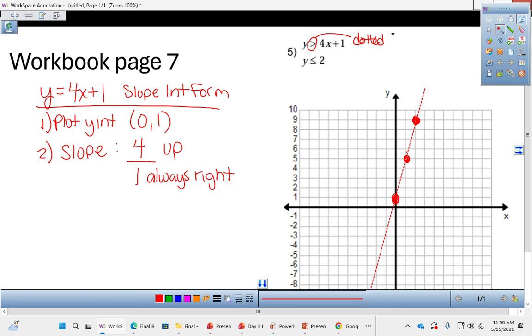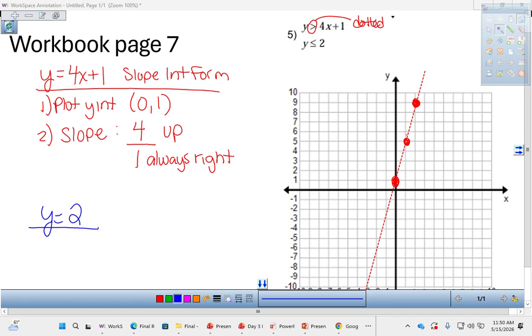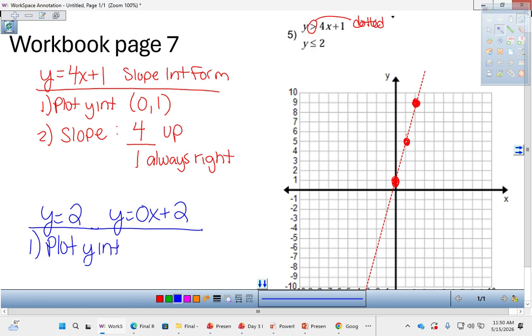All right, the second line here is y equals 2. This is a special line. A y equals line that has no x technically is like y equals 0x plus 2. All right, so I'm going to plot the y-intercept, which is the one without the x, which is the 2. So I'm going to make a point on the y-axis at 2.